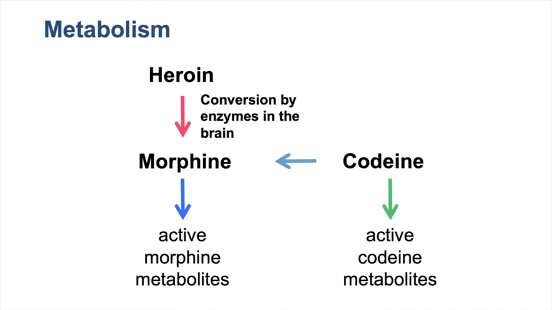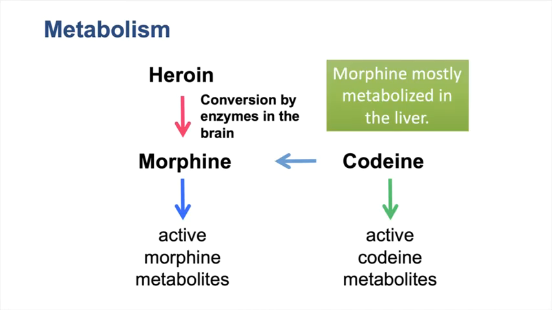Metabolism is going to occur both in the brain and in the liver. Heroin is going to be converted by enzymes in the brain into morphine. So heroin and morphine do not interact differently with opioid receptors. In the form of heroin, it can get to the brain much more quickly, but then once it is in the brain, it will be converted to morphine. So the only opioid that really acts on the brain is morphine. Heroin, codeine, fentanyl, all of these are going to be changed into morphine before they have their psychoactive effects.